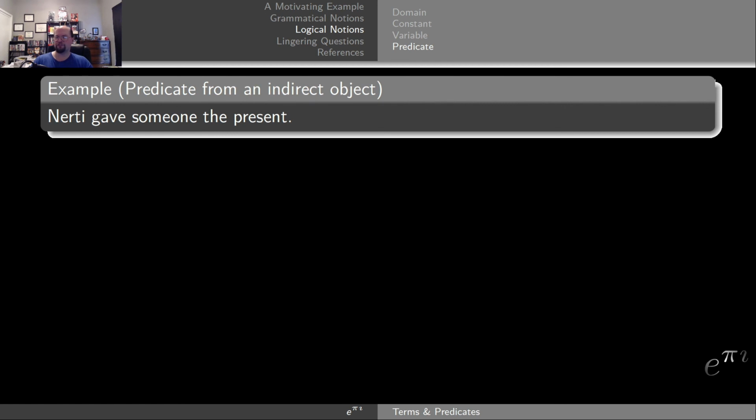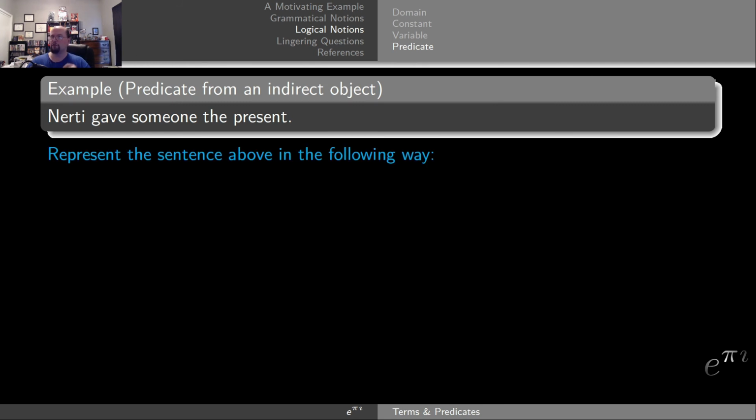I don't have to restrict my attention to direct objects either. So consider this sentence: there she gave someone the present. The pronoun in this sentence is someone, which is the indirect object of gave. So that's where I'm going to put my variable this time. So let's represent the sentence in the following way.